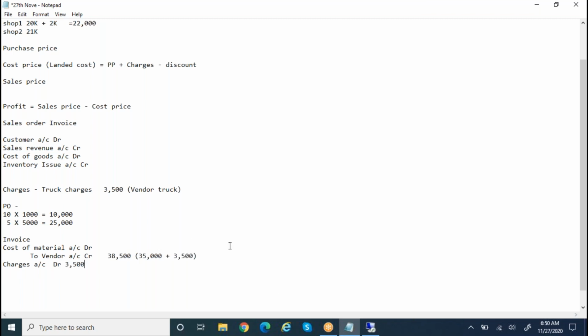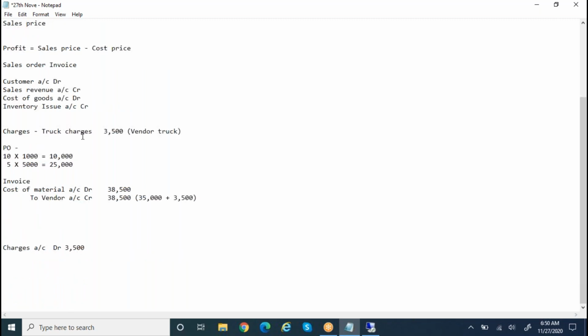If the truck is arranged by the vendor, then it is updating here, and I want to update the material cost, 38,500 total amount. If it is a vendor truck, then 38,500 will be posted as debit and credit. Another scenario.